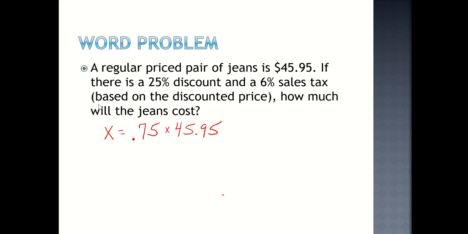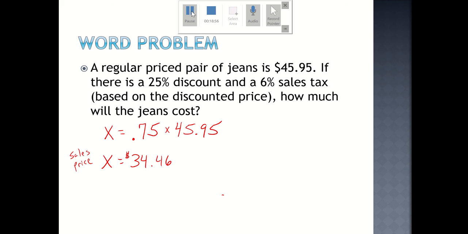Okay, so if we want to find the price we paid, it's the original price, $45.95, multiplied by, well, if we get 25% off, that means we are paying 75%, right? So 0.75 times 45.95 gives us a sales price of, by the way, if you were asked to define your variable, it would be X here, which represents the sales price. So our sales price X is $34.46.